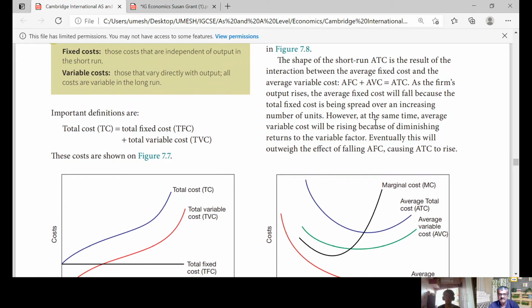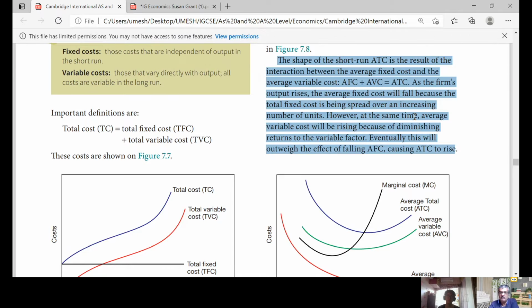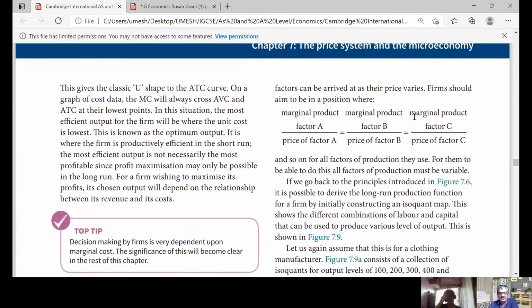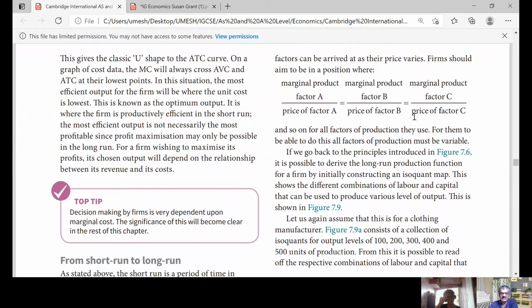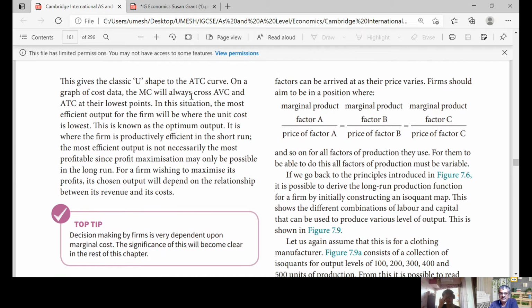From here to here, mark it, it is a very important 2-mark or 4-mark question. It has been asked: why does average total cost have a typical shape? And this gives the classic U shape to the average total cost curve.